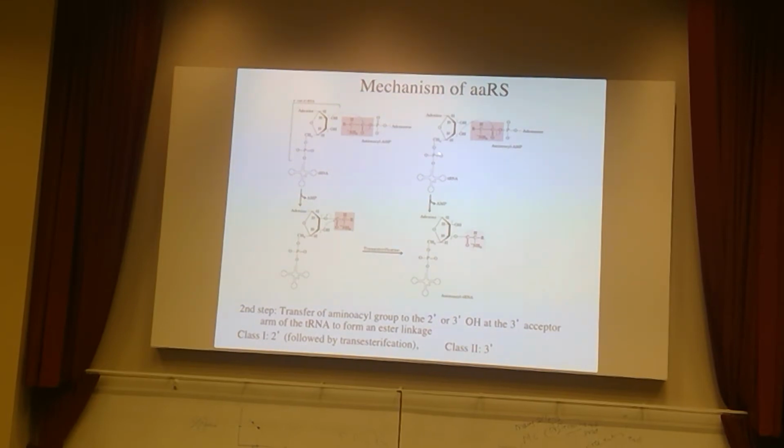Class 2 does the same exact reaction, except it uses the 3' hydroxyl as the nucleophile to create the aminoacyl tRNA at that 3' position, again releasing AMP. In every case, the ribosome uses an aminoacyl tRNA that has the amino acid at that 3' position. So for these class 1 enzymes, it just needs to shift that aminoacyl group over from the 2' to the 3' position. A little bit complicated.